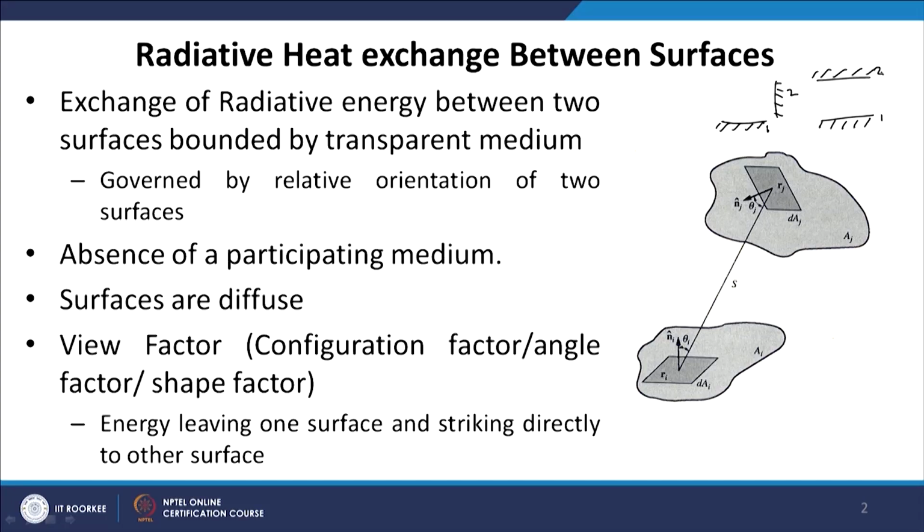So we define this view factor as the energy leaving one surface and striking the other surface directly. What we mean by directly striking the other surface is that radiation reflected from some other intermediate surfaces is not accounted for. So view factor means that radiation is emitted by one surface, diffused, and absorbed by the other surface directly. There is no intermediate reflection taken into account in the evaluation of view factors.